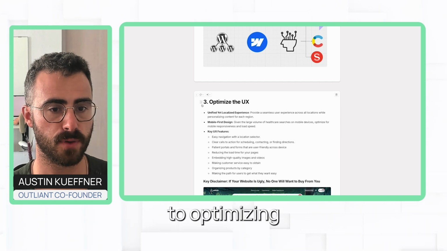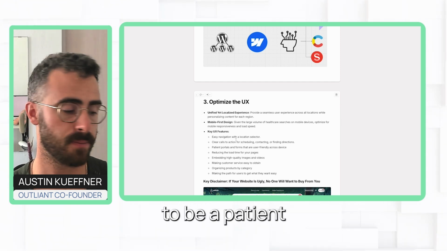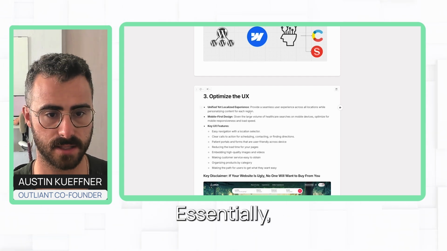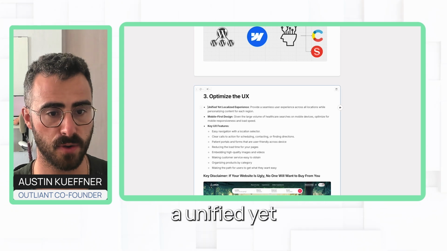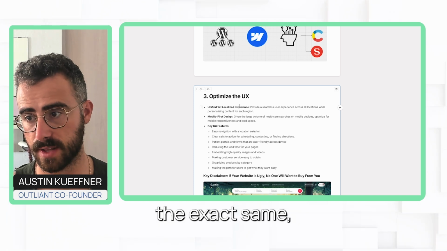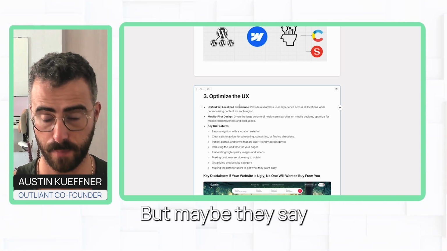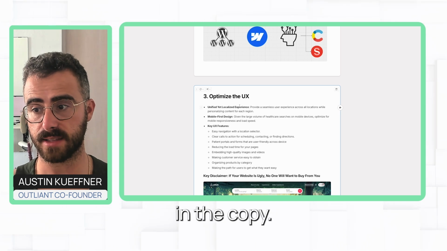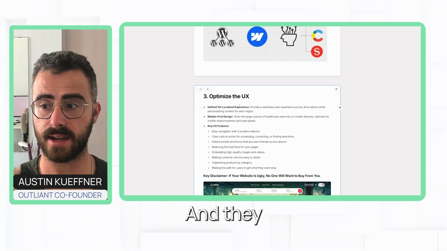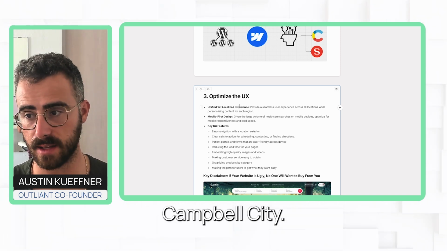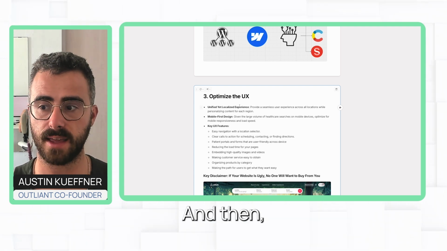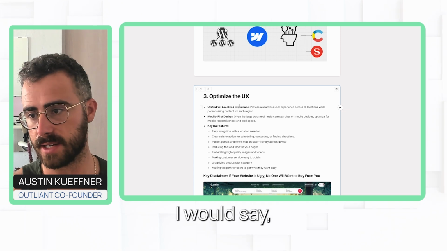The third step to optimizing your website to be a patient acquisition machine is to optimize the UX. Essentially, you want to have a unified yet localized experience, right? So each of the location pages should look the exact same, should feel the exact same, but maybe they say some slightly different things in the copy. For instance, I grew up in Winston-Salem, North Carolina, and they call Winston-Salem Camel City. You could put that sort of nickname in the copy of the location. And then in Austin, it wouldn't say Camel City, it would say something else.